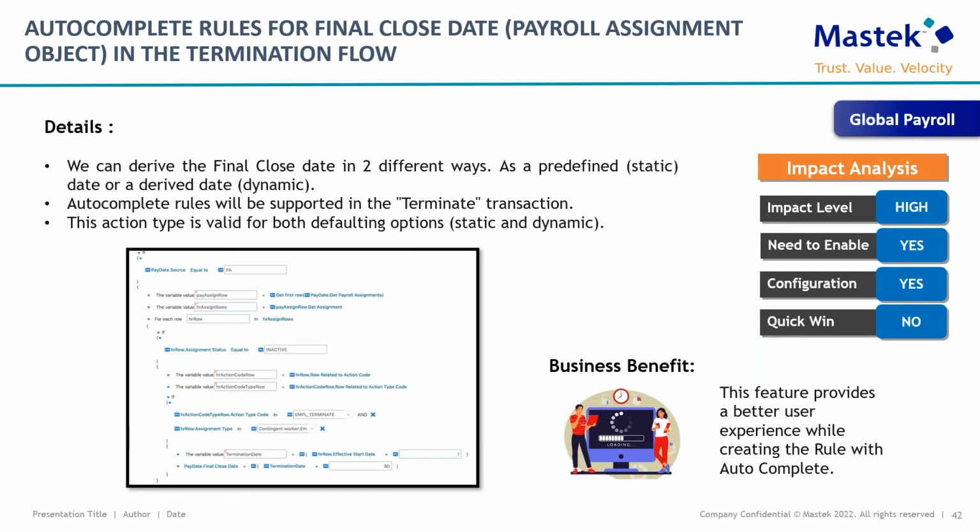With the help of this feature, we can make sure that we do not have any terminated employees who have no transactions but are still getting processed in payroll because we have not attached a final close date. So this is a benefit we can achieve. We can automatically attach a final close date, and as and when required, you can go and change the final close date for those employees and run payroll.